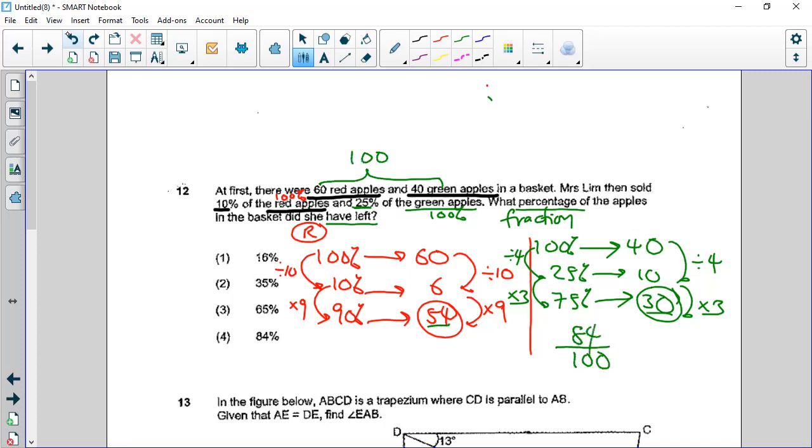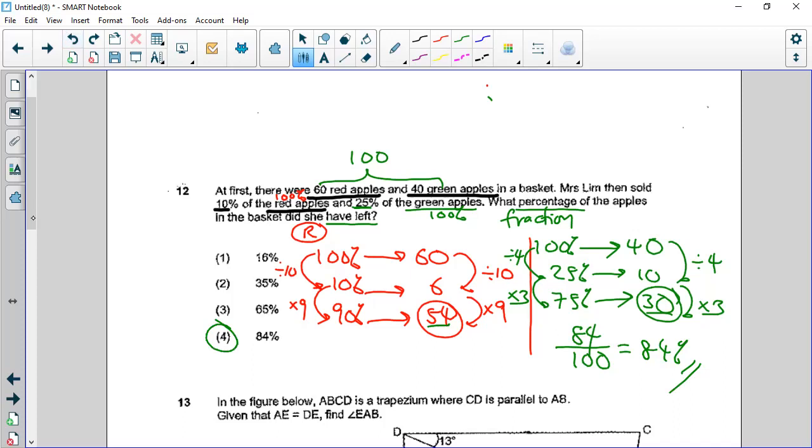Get your fraction first, because if your denominator is 100, then the percentage is the numerator. That's the reason why you always get the fraction first, because if your denominator is 100, then your answer is the numerator already, which is the percentage. So she has 84% of the apples left in the basket. Do you understand? So to get percentage, always try to get your fraction first, right? It's easier to convert to percentage.